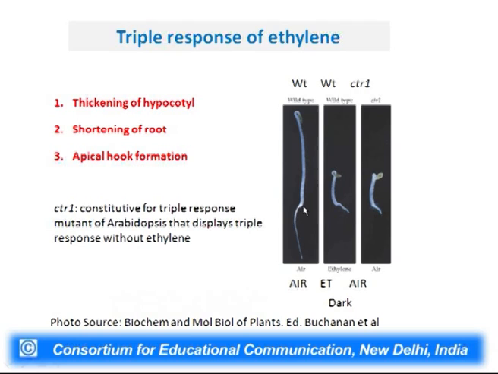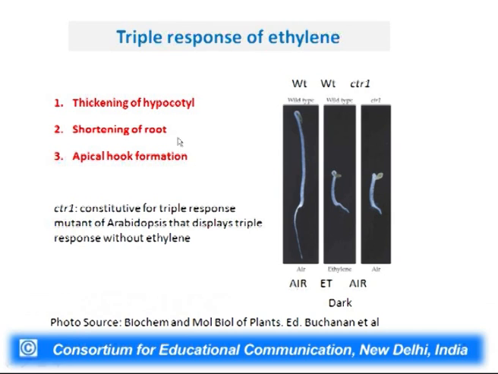This seedling which is grown in the dark, if you apply ethylene, then you will find that it becomes very short, and I will show you later, but you can see the tip is something different. The tip is not like this, right. So, this is called apical hook formation, and the root length is also quite short if you look here. So, there are three responses: thickening and shortening of the hypocotyl, shortening of the root, and apical hook formation.